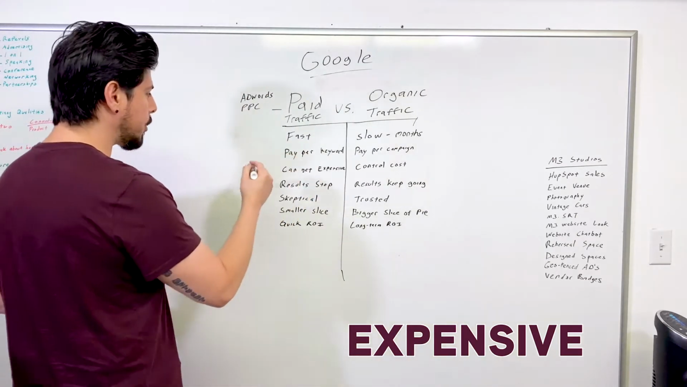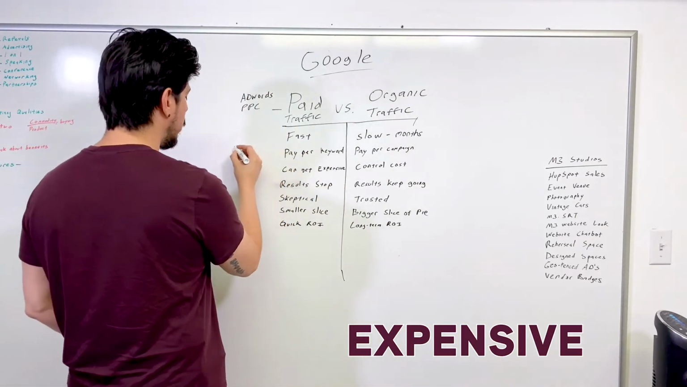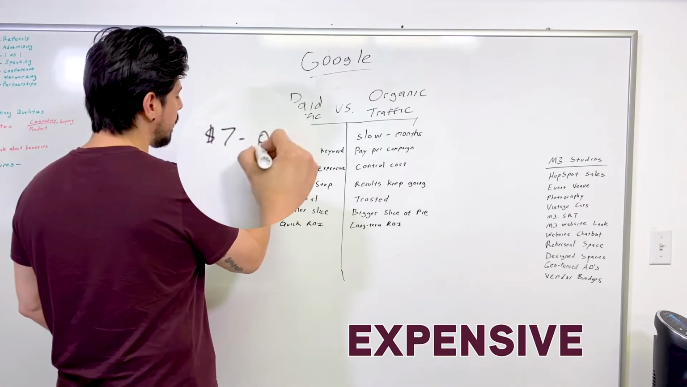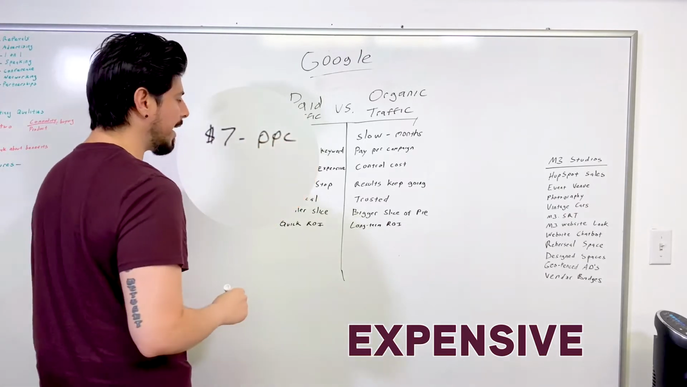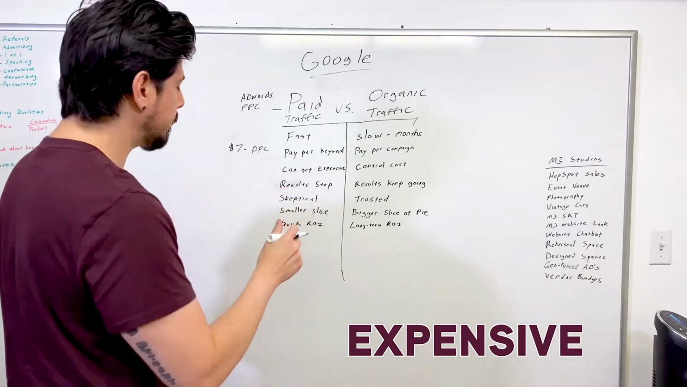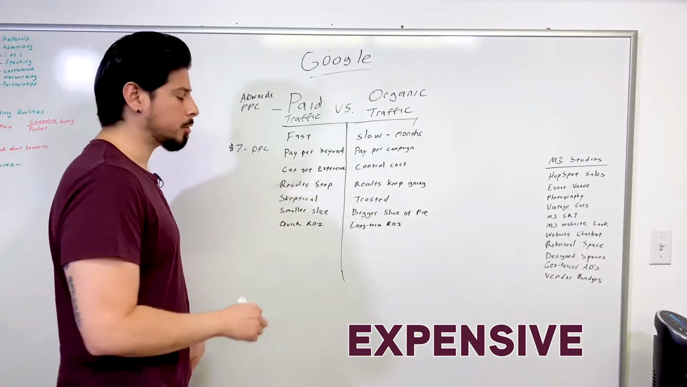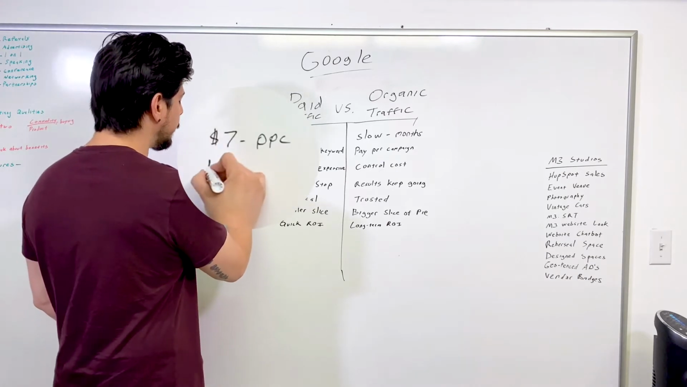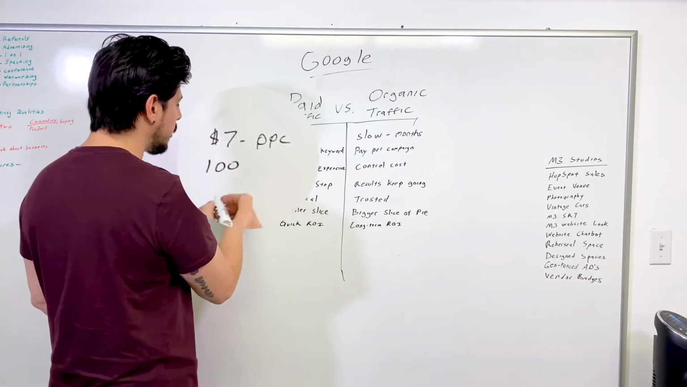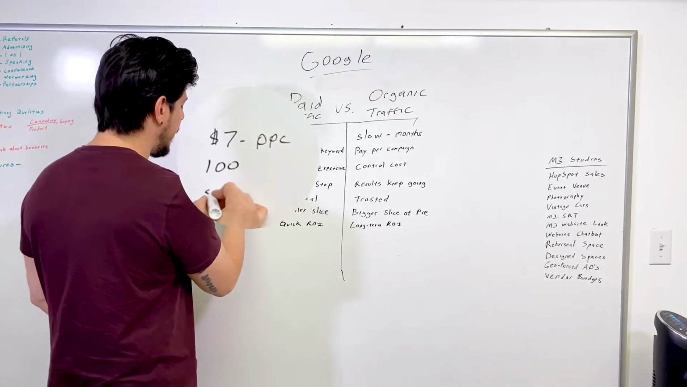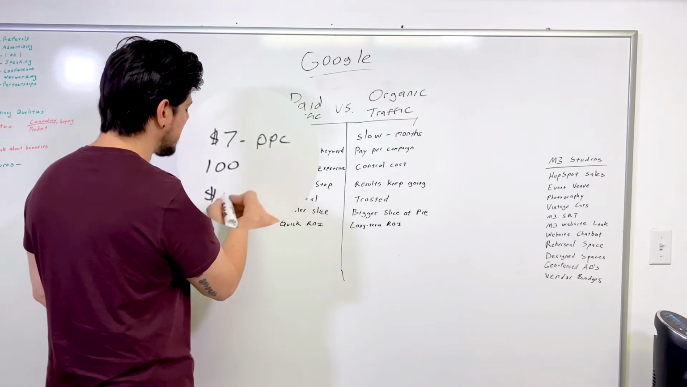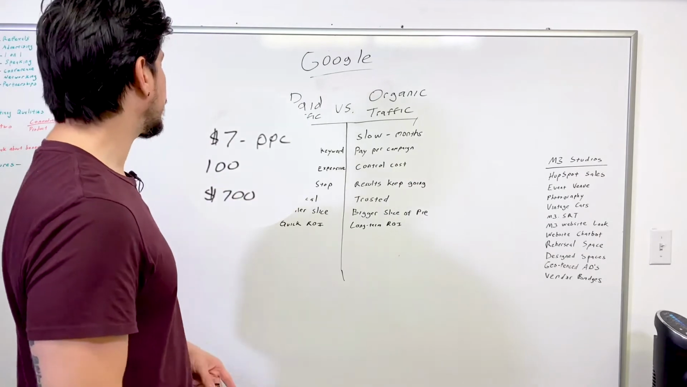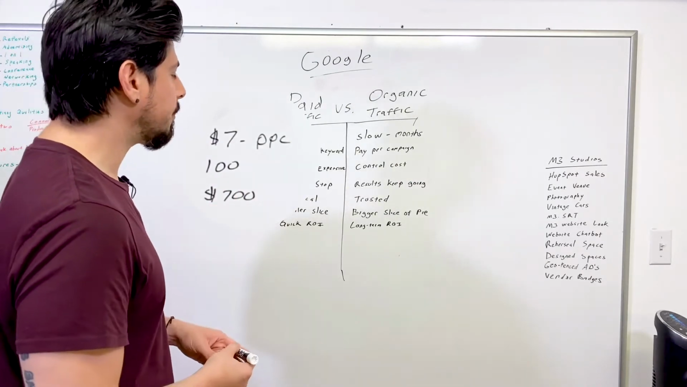So let's say that you are paying for a keyword that costs you $7. That means every time somebody clicks on that ad, it costs you $7, pay per click. That's why it stands for PPC. So let's say you receive 100 visitors that clicked on that advertisement. That's $700, and that could happen in a day. You could have 100 people that clicked on the ad, and now you just spent $700.